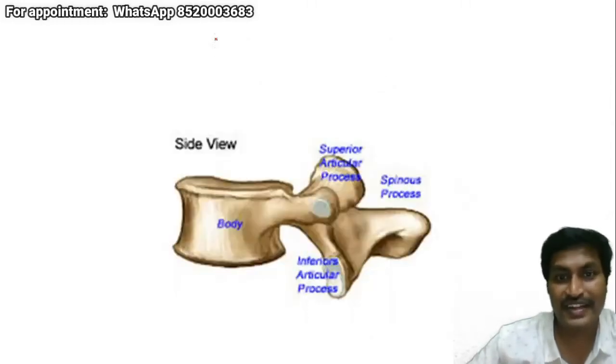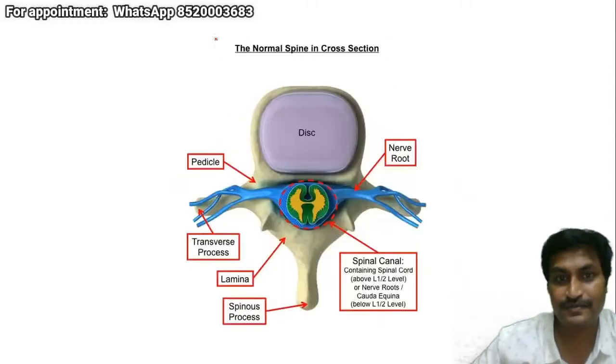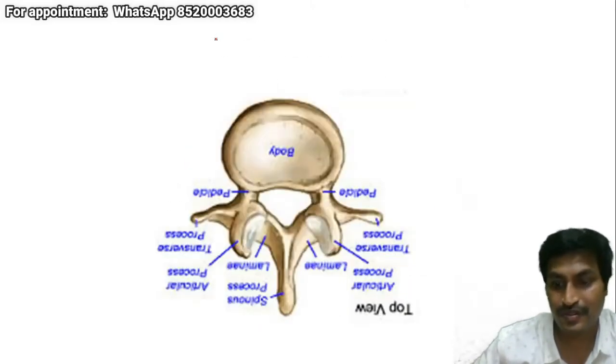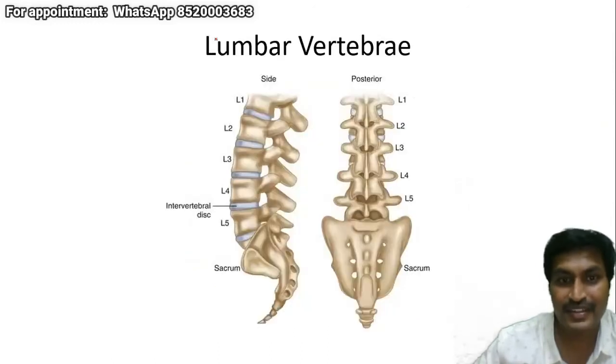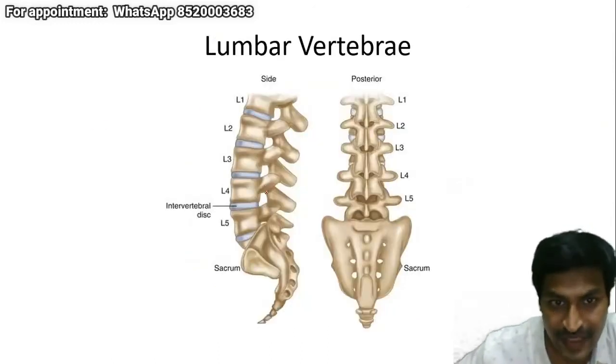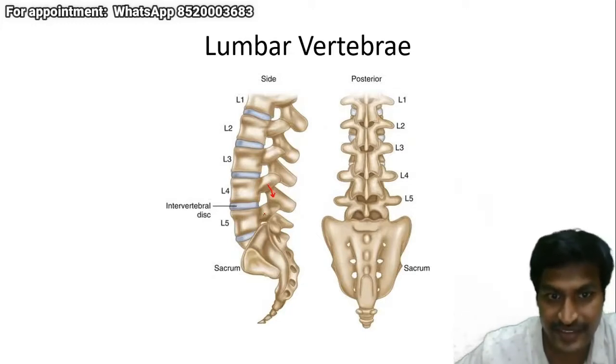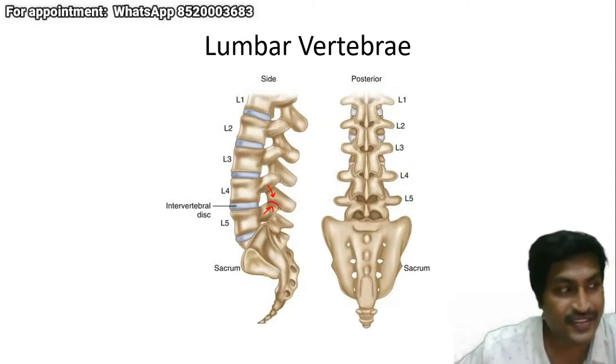Yeah, we'll start at pars interarticularis. So what I was telling you is this junction. See, this is the superior articular facet. This is inferior articular facet. This is the superior articular facet. This junction is known as the pars interarticularis.